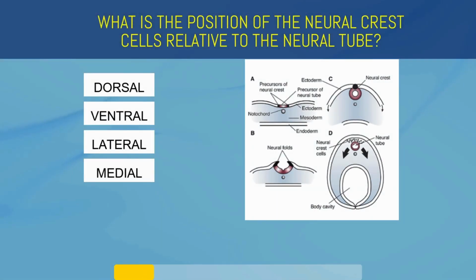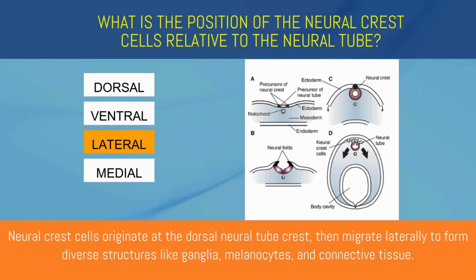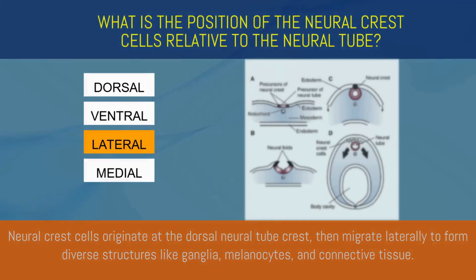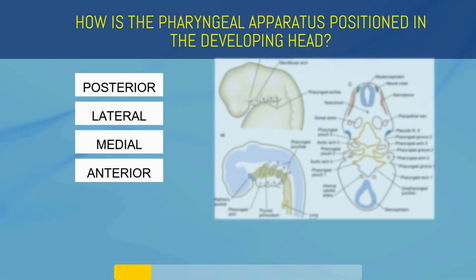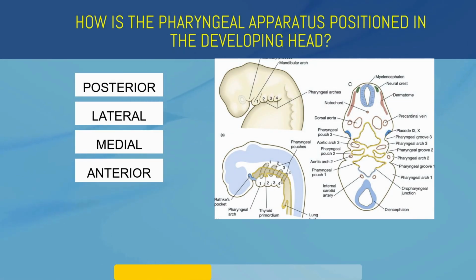What is the position of the neural crest cells relative to the neural tube? Dorsal, ventral, lateral, or medial? Lateral. Neural crest cells originate at the dorsal neural tube crest, then migrate laterally to form diverse structures like ganglia, melanocytes, and connective tissue.